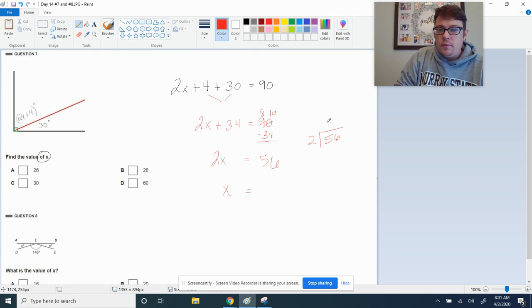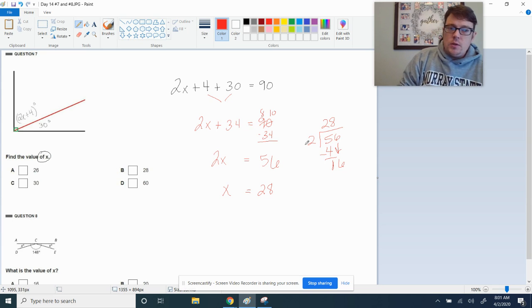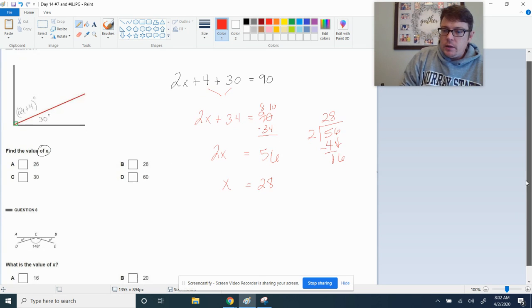2 goes into 5 2 times with a difference of 1. We drop down our 6 and we see that 2 goes into 16 8 times. So our answer that we're looking for here is 28, which would be B. Okay, so that's question number 7. Let's look at number 8.